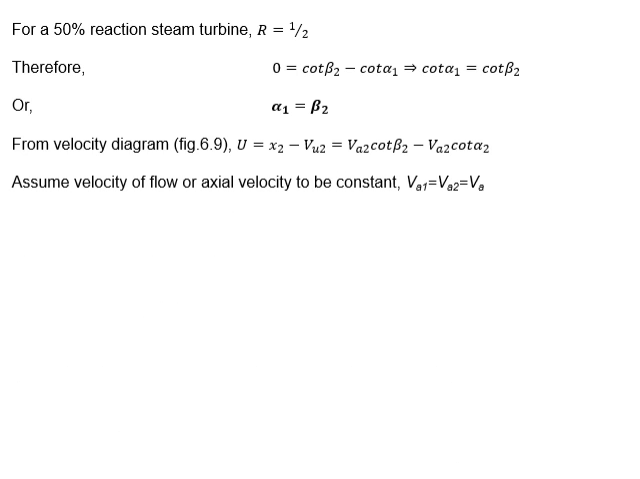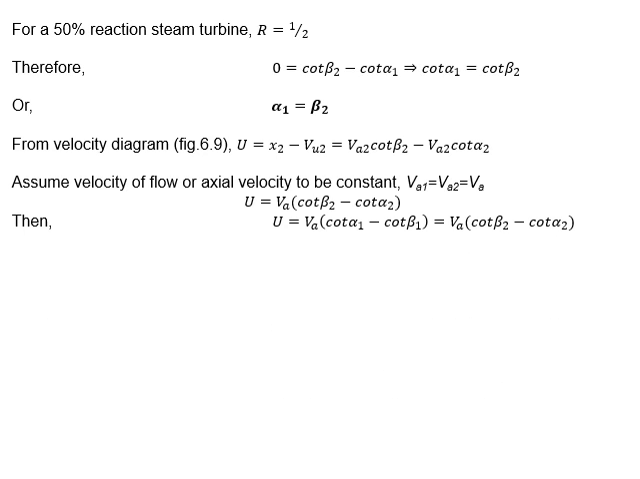Assume the velocity of flow or axial velocity to be constant, that is Va1 is equal to Va2 is equal to Va. Then u is equal to Va (cot beta 2 minus cot alpha 2), and u is equal to Va (cot alpha 1 minus cot beta 1), which is equal to Va (cot beta 2 minus cot alpha 2).